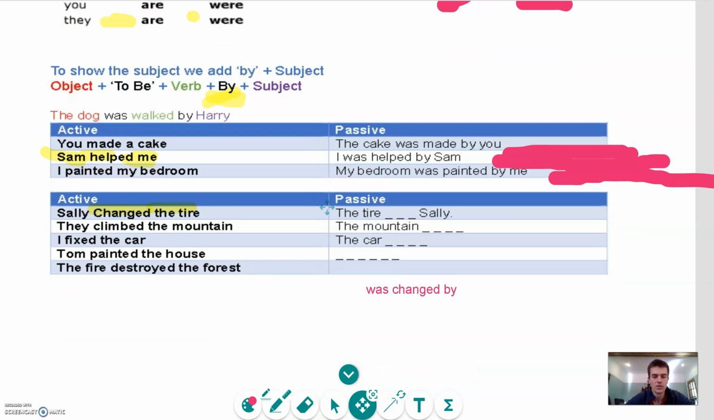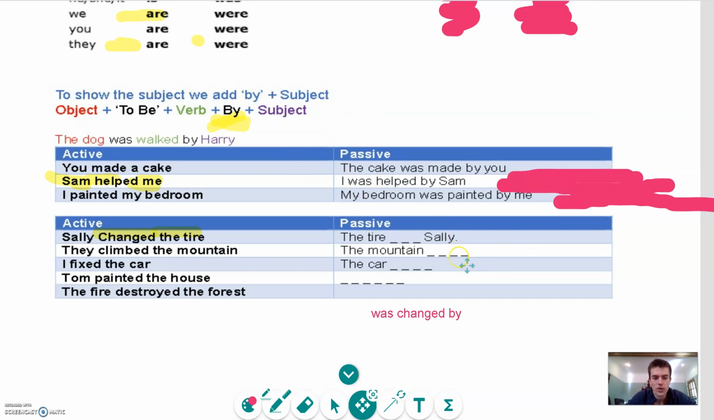And then we can go through these other examples. So this one, we just know that they climbed the mountain. We know the mountain goes in front because the mountain is the object in the normal sentence. So it's the mountain, and then we have a gap of, we can see, four words. Again, follow the same formula. We go through and conjugate. The mountain was climbed by them. And then, I fixed the car: the car was fixed by me. Tom painted the house. Now we just know it's six gaps.